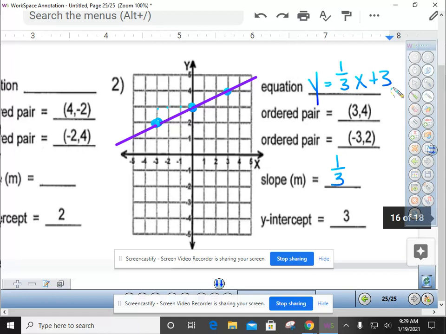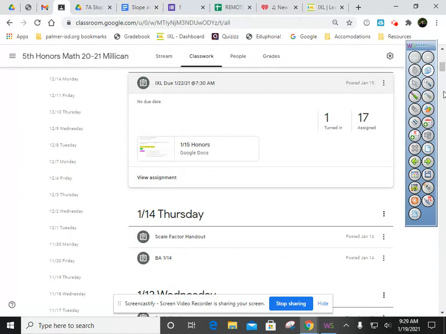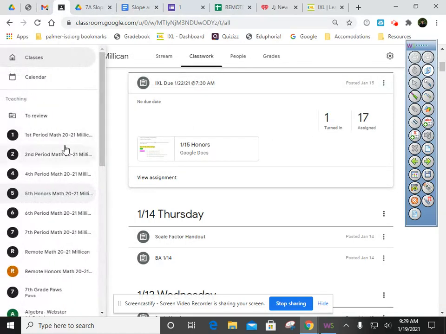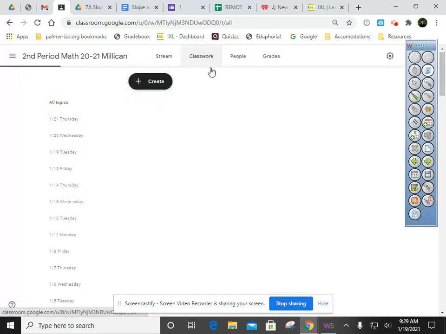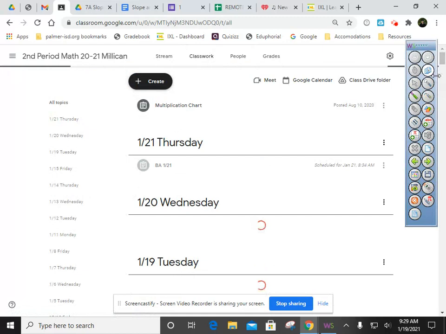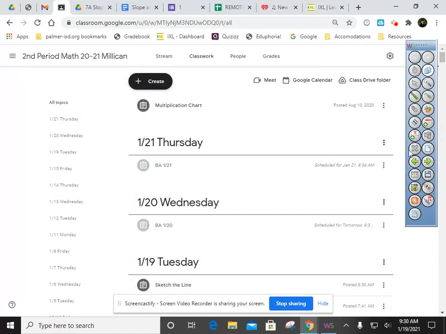You guys good? Is everybody with me? Okay, so I'm going to let you finish this right now in class. We've got a little time, but I'm going to give you another packet. It says sketch the line, and you are going to do that as well. It's also loaded in Google Classroom. It's just more of what we did last week, but we're going to go ahead and move on. These will be due tomorrow.